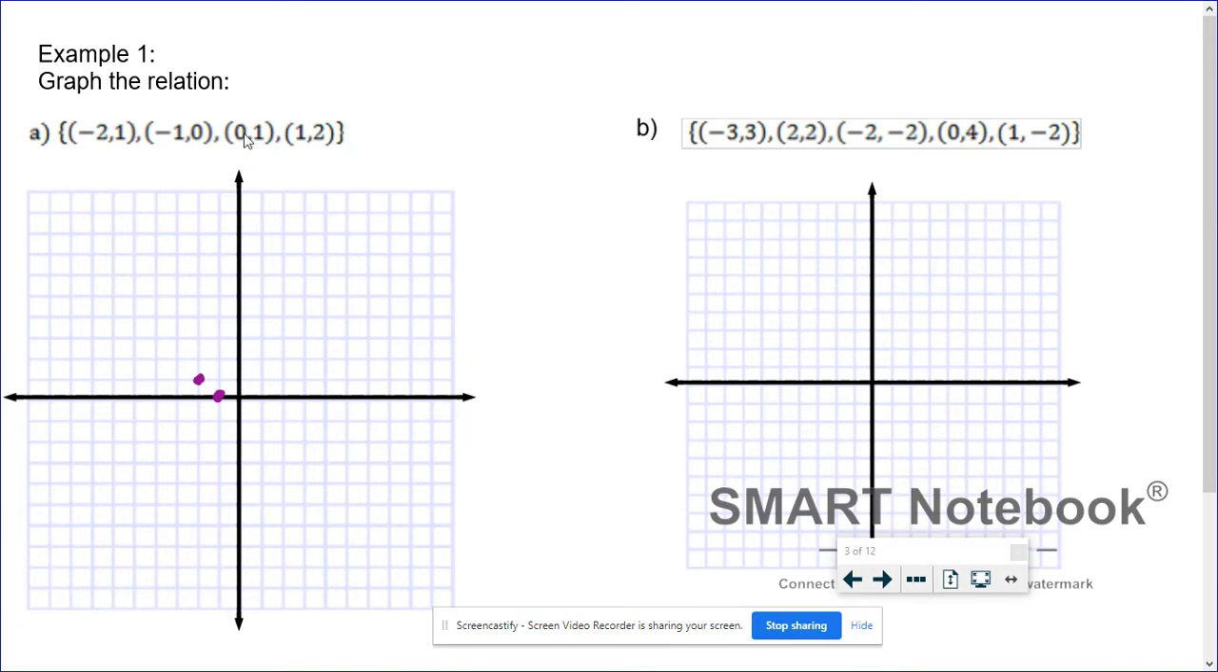So right there. 0, 1 is not moving at all left or right, and then 1 for the y makes it go up 1. And then 1, 2 would be right 1, up 2.